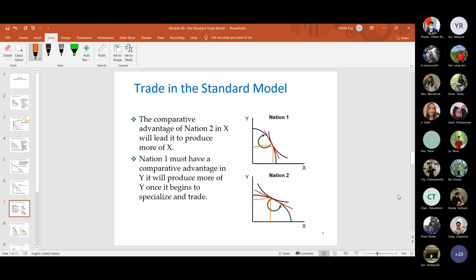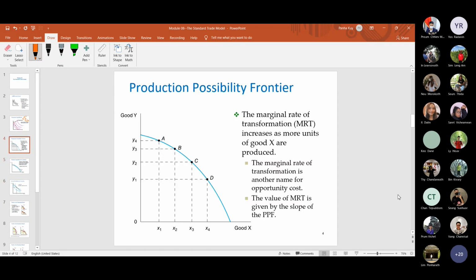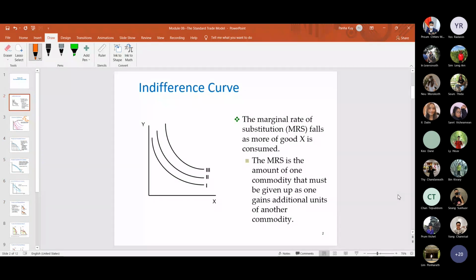While the production possibility frontiers are not measuring the utilities, they are just telling you the maximum amounts that nations can reallocate their resources in terms of producing two goods. Is that clear? Yes, teacher. They are not the same. Don't confuse yourself. One, we need to measure the utility by using the indifference curve.